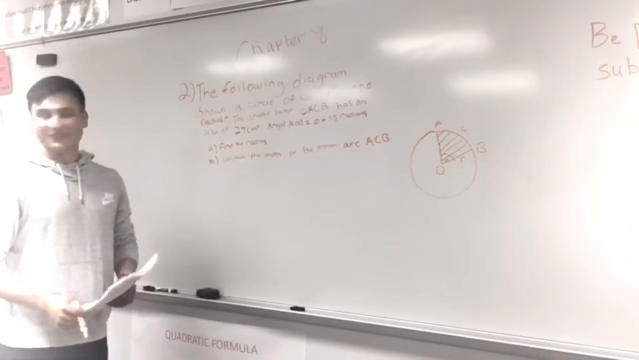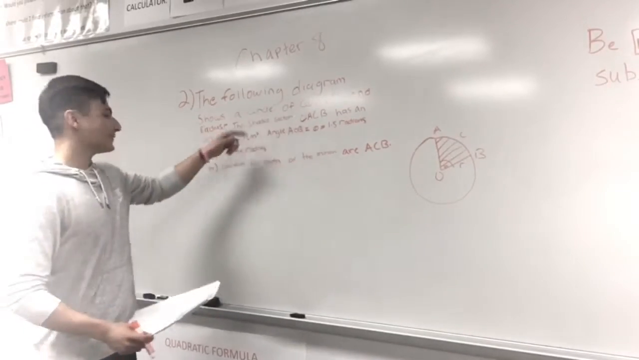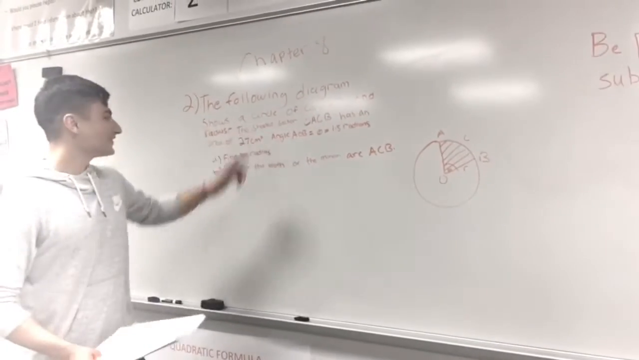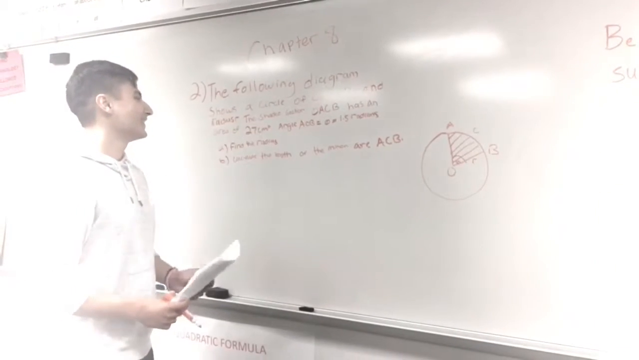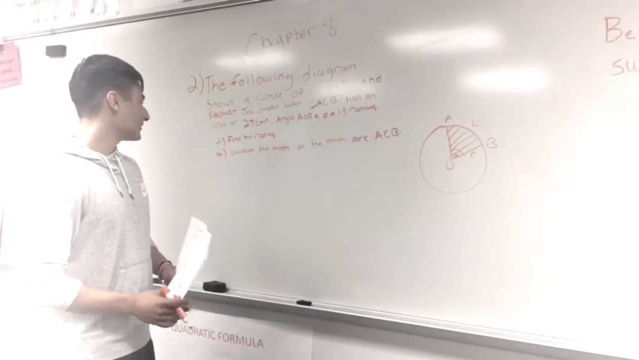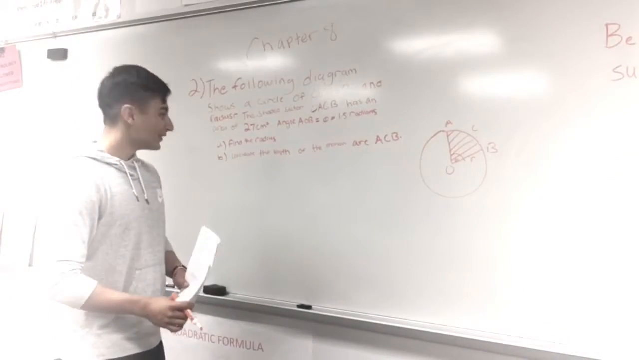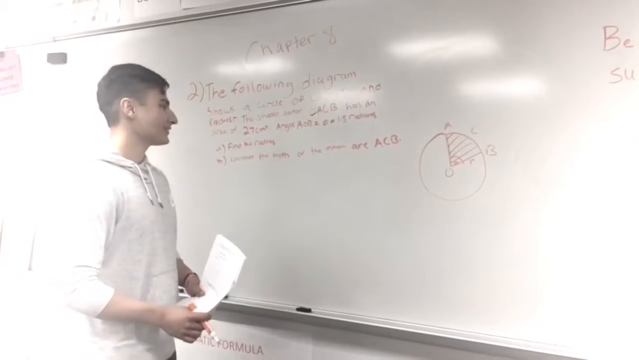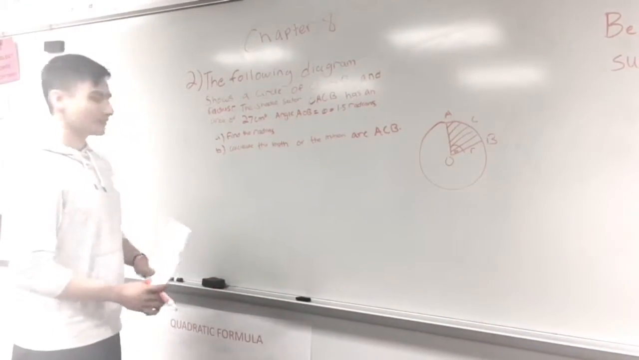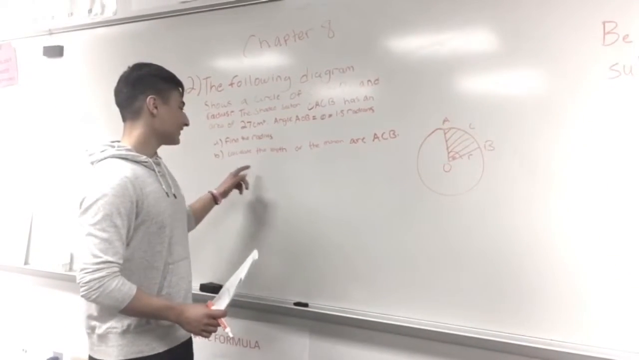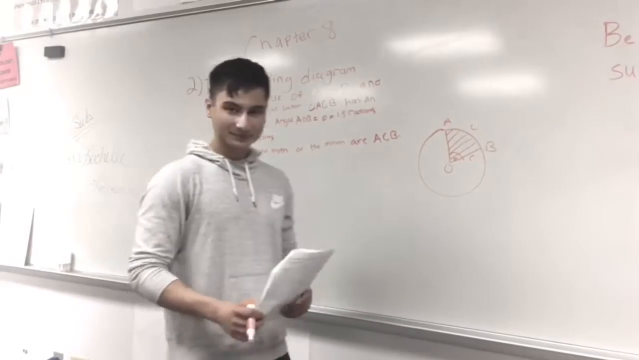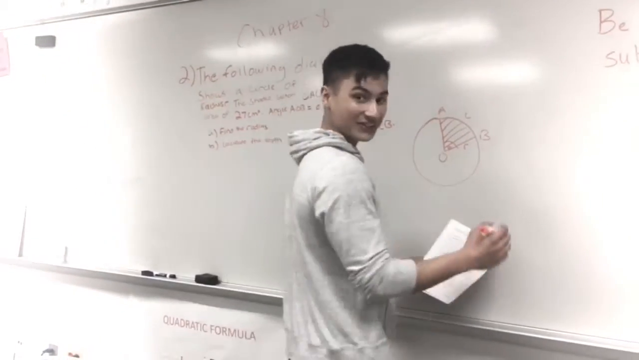So the question is, the following diagram, which is right here, shows a circle of center O and radius R. The shaded sector OACB has an area of 27 centimeters squared. Angle AOB equals theta, which equals 1.5 radians. So what we're trying to find here is the radius, and then calculate the length of the minor arc ACB. So let's get started, shall we?